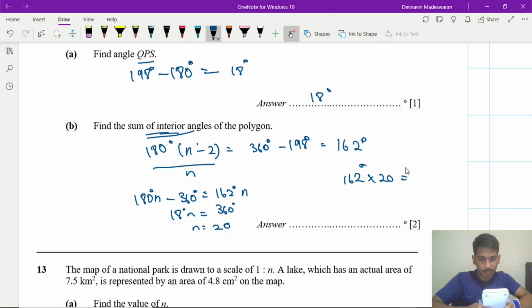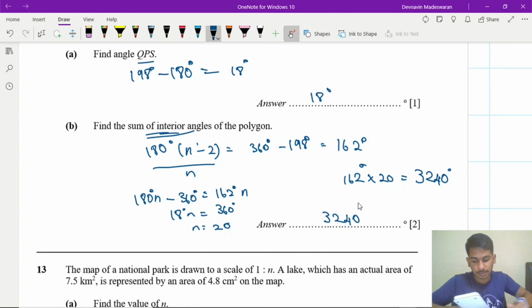162 times 20 is going to be 3240 degrees.